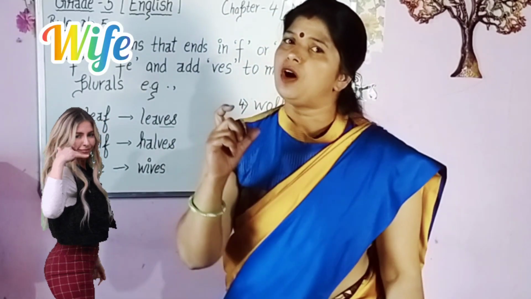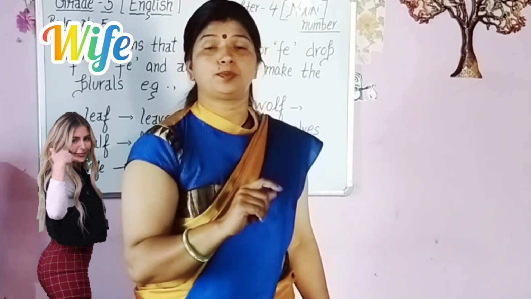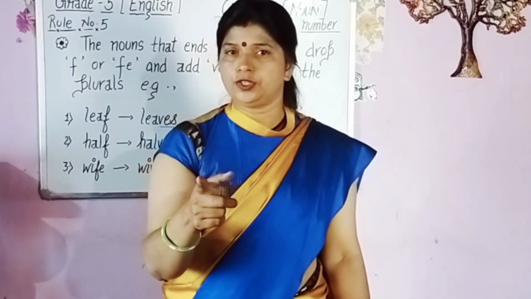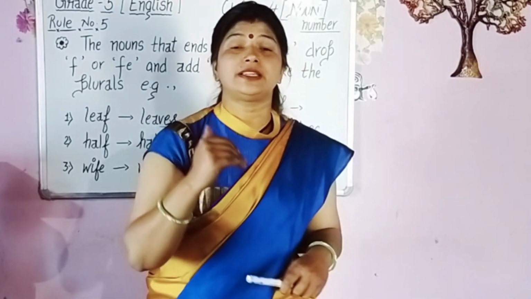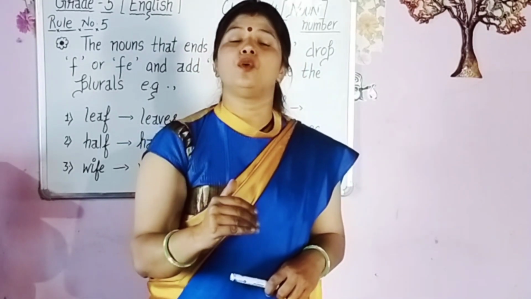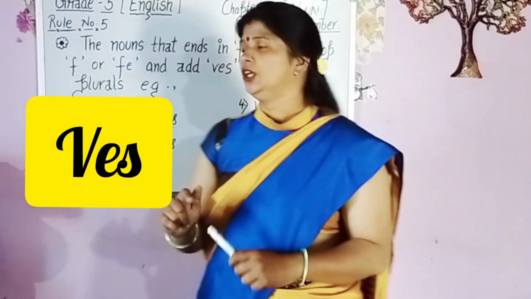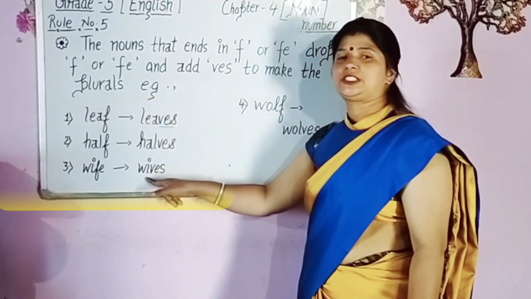Okay. Now the third one is wife. The spelling of wife is WIFE, and you are also seeing that it is ending with FE. I have told you that if the word is ending with FE, then in place of that FE, you will add VES. So it will become wives.